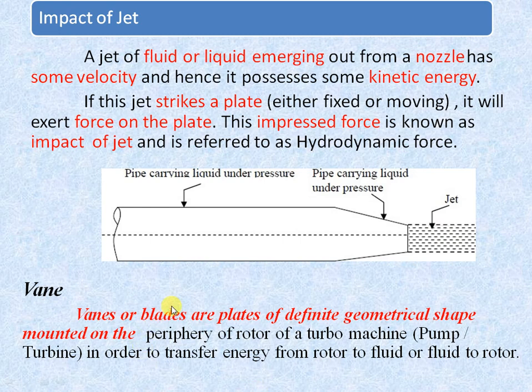So the next concept is vane. Vane is nothing but a blade or plate. Vanes or blades are plates of definite geometrical shape mounted on the periphery of the rotor of a turbomachine, that is a pump or turbine, in order to transfer energy from rotor to fluid or fluid to rotor.